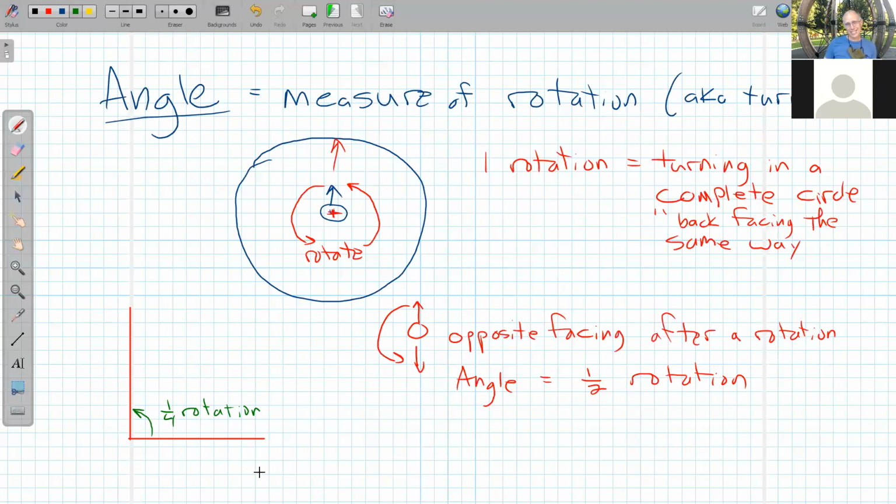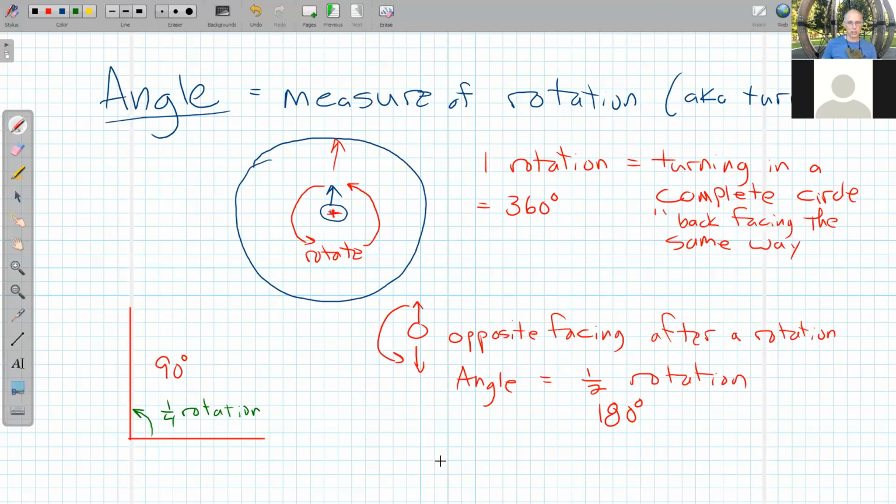Now we use this idea of degrees instead. So we also call this 90 degrees. Right? And a full rotation would be 360 degrees. And a half a rotation would be 180 degrees. Right? 360 as a whole, half of it would be 180. Half of 180, which is 1/4, would be that 90 degrees.